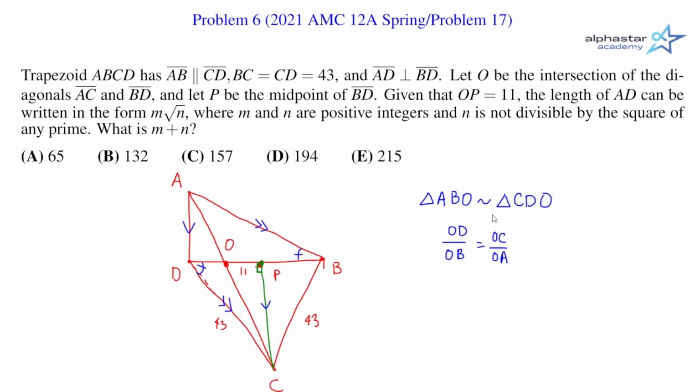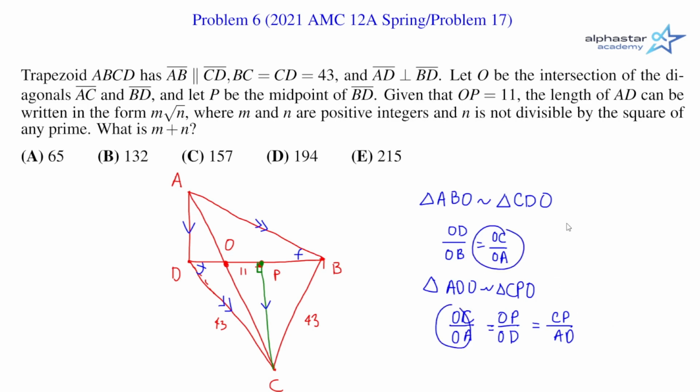But notice OC to OA, well, that we can use a second pair of similar triangles, and these are right triangles. ADO is similar to CPO. So you can see that from that we get OC over OA again is equal to OP over OD, and it's also equal to CP over AD. So we notice that all of these ratios are the same, in particular OD over OB.